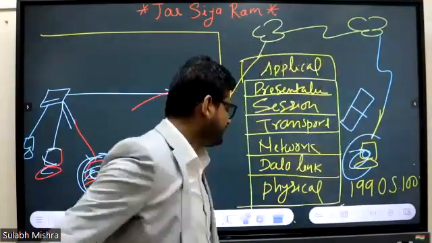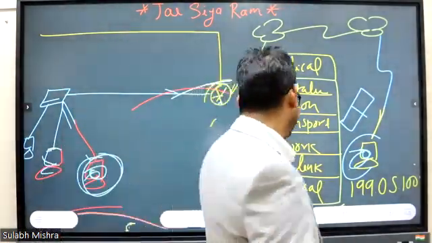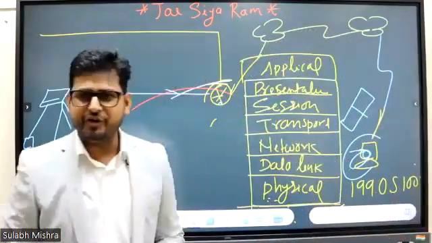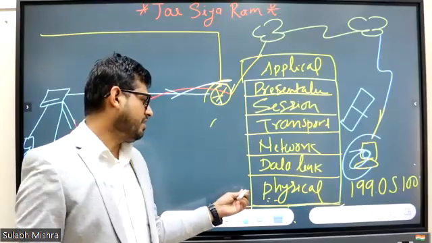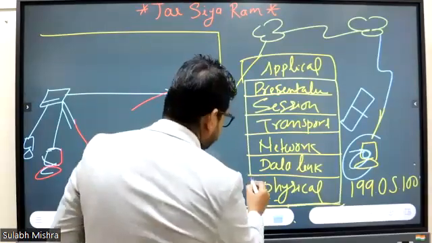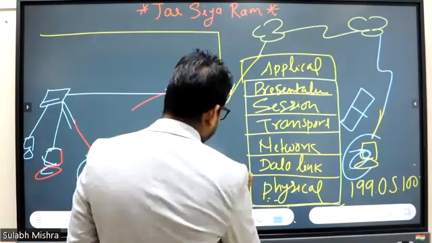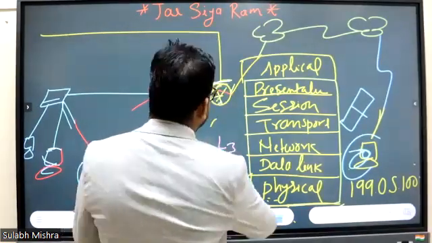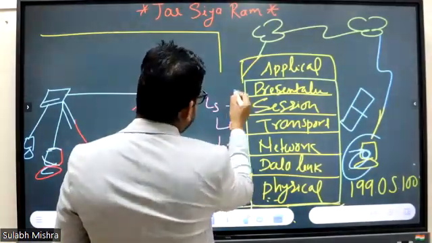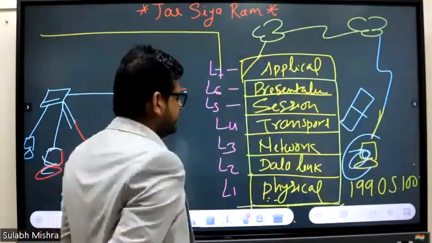Right? This is the first layer, the physical layer. Any device, any communication, any device works on the physical layer. This is called layer 1. So this is layer 1, layer 2, layer 3, layer 4, layer 5, layer 6, and layer 7.